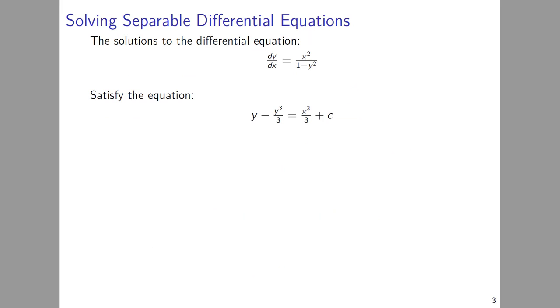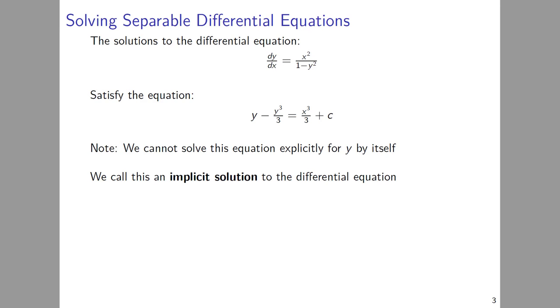So while we found this equation giving a relationship between x and y, I want to note that we can't solve this explicitly for y by itself. So we call this an implicit solution to the differential equation, because y is implicitly defined in terms of x, rather than explicitly where we have an equation like y equals some function of x.